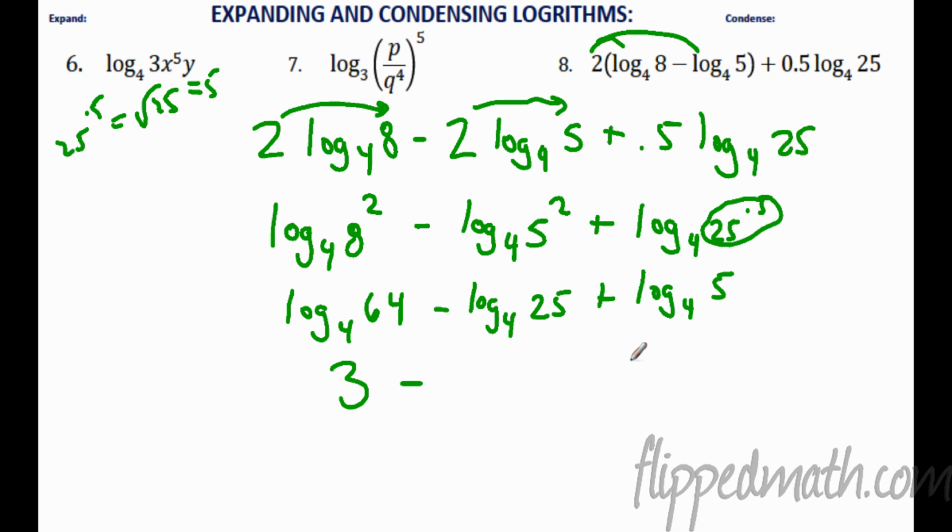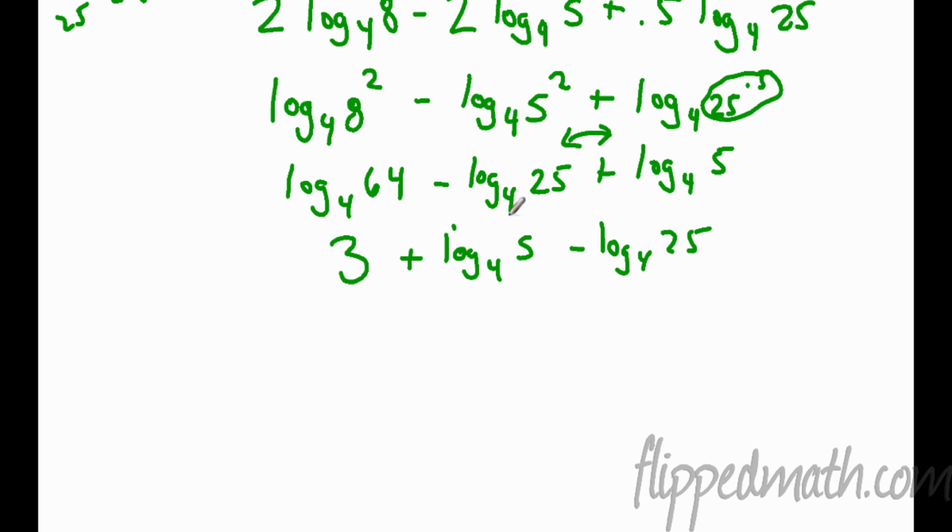You know what I'm going to do? I am going to rewrite these, and you're going to see why in a second. I'm going to switch these two terms. So this is going to be plus log base 4 of 5 minus log base 4 of 25. Now, Mr. Kelly, why did you switch those? Because I think this is the easiest way as not to get confused here. This is a negative log base 4 of 25. This is positive. So I'm going to put that positive first because now we have subtraction here.